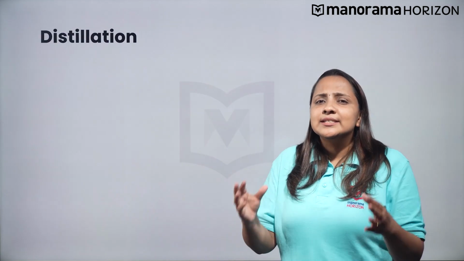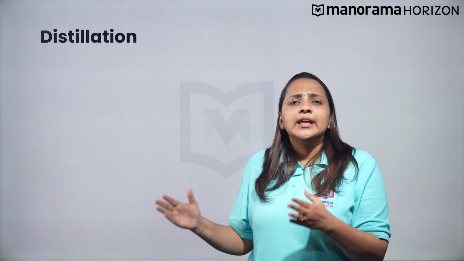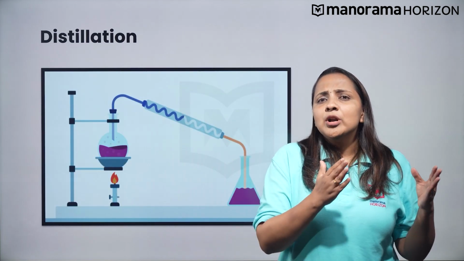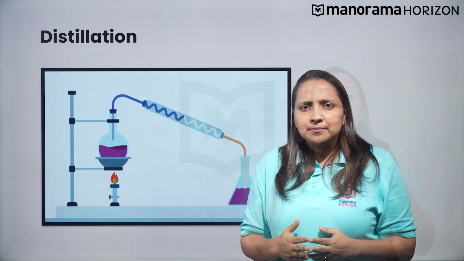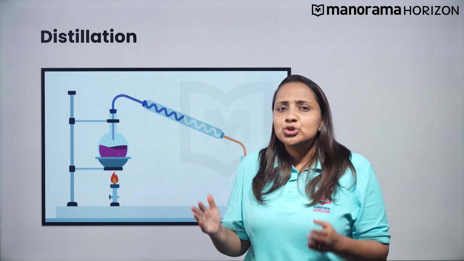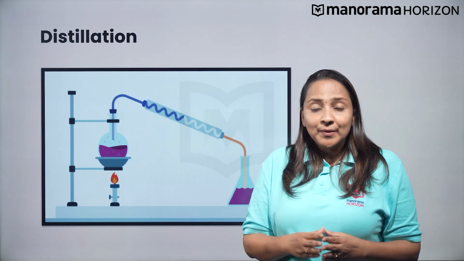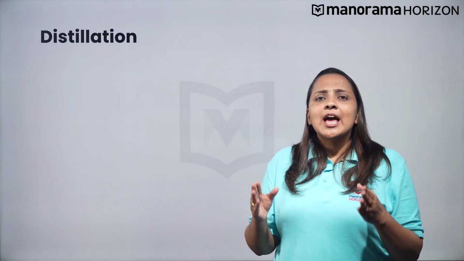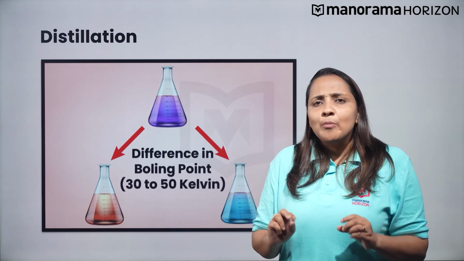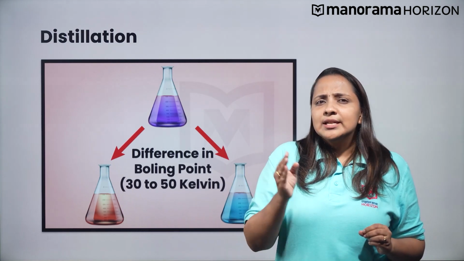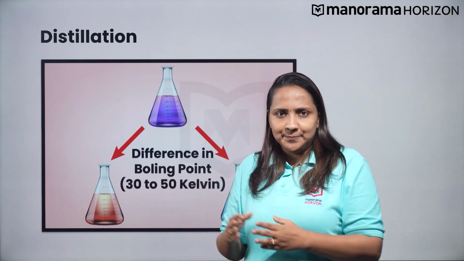Let us discuss the distillation process. This is the process of converting a liquid into vapor upon heating and then cooling the vapors back to the liquid state. This important method is used to separate volatile liquids from non-volatile impurities. This process of distillation can be used to separate a liquid mixture in which the two components present differ in boiling points ranging from 30 to 50 Kelvin.